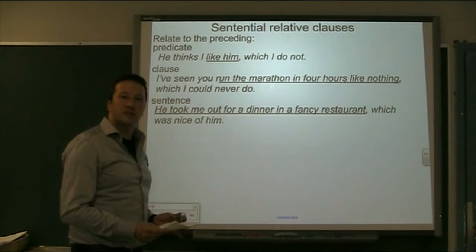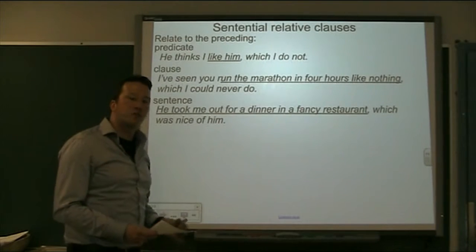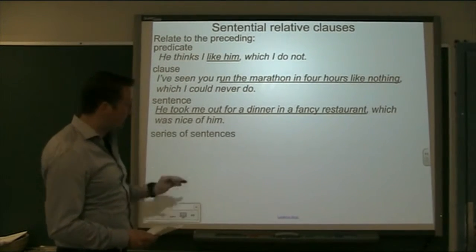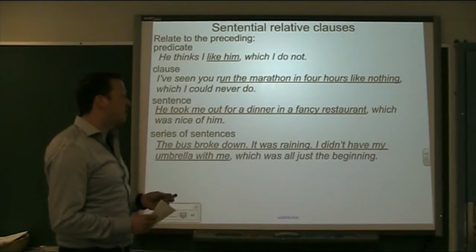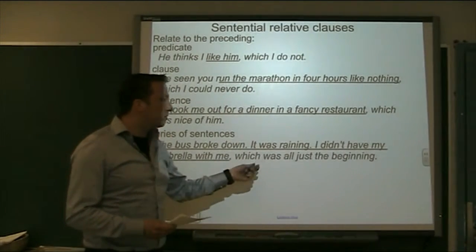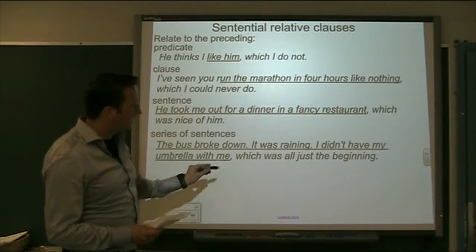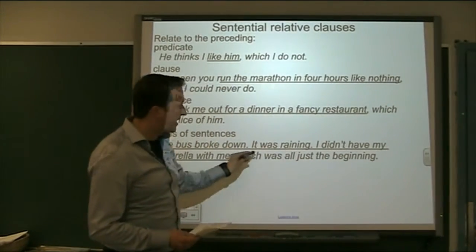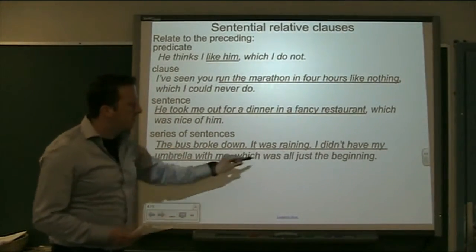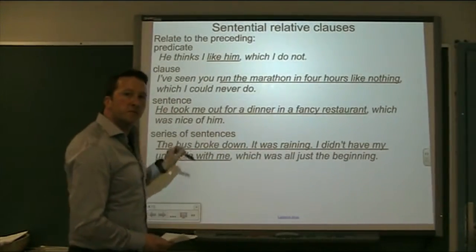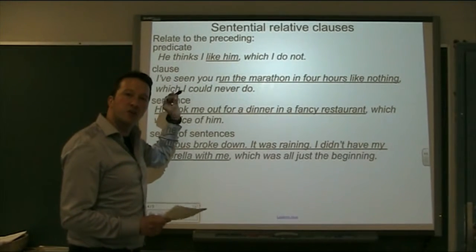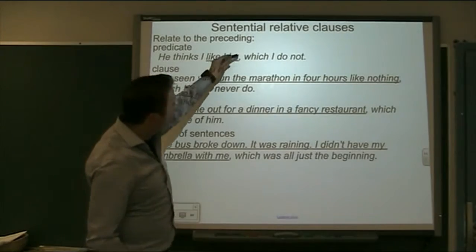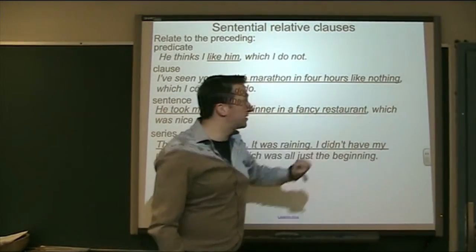Sometimes we can use sentential relative clauses to relate to a series of sentences, as in the bus broke down, it was raining, I didn't have my umbrella with me, which was all just the beginning. In this example, the relative clause here does not relate only to the final sentence, but the ones before that as well. All of these sentential relative clauses offer additional information, and therefore we separate them with commas over there.